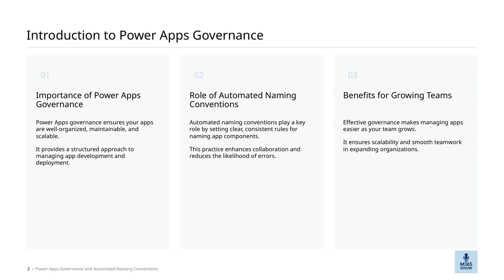Power Apps governance also plays a crucial role in keeping your apps well-organized, maintainable, and scalable over time. It provides a structured approach to managing all stages of app development and deployment, making sure everything runs smoothly as your organization expands. In summary, good governance and naming conventions are essential for supporting growth, fostering collaboration, and ensuring your apps remain reliable and easy to manage in the long run.